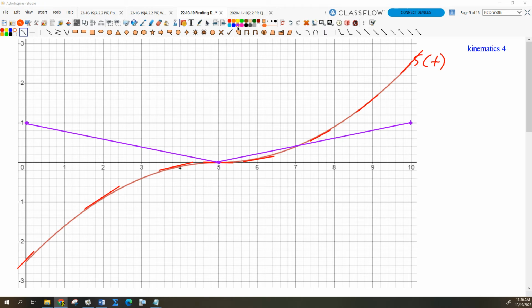The same velocity graph? It could, but we'll get to that soon. I'm going to ask you that very question soon. Okay. All right. Everybody good with that? Question?